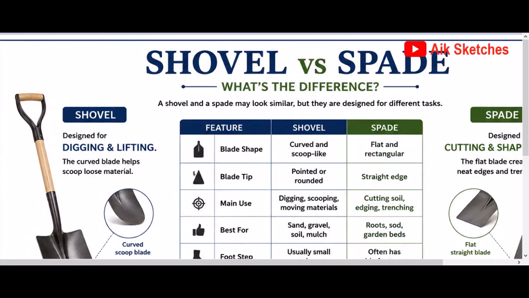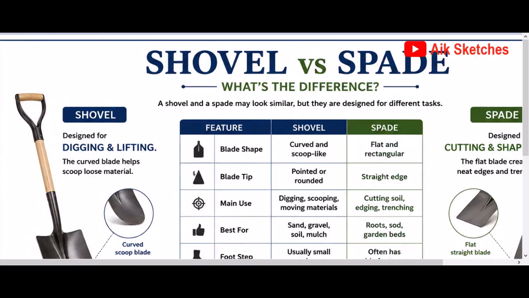Now, a shovel and a spade are tools that are similar in look. Looking at it from a distance, you can feel that they are the same. You think that they are the same, but there are little differences in their shape and where they are applied. And all these are what we are going to be looking at today. Okay, so what's the difference?